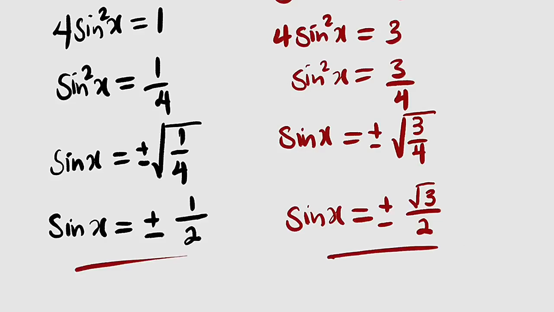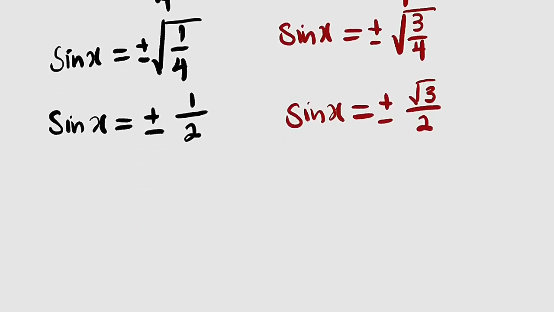So now we have these two equations that we need to solve for x in each equation. Let's start with the first one here. Sine of what angle is equal to plus or minus 1 divided by 2?